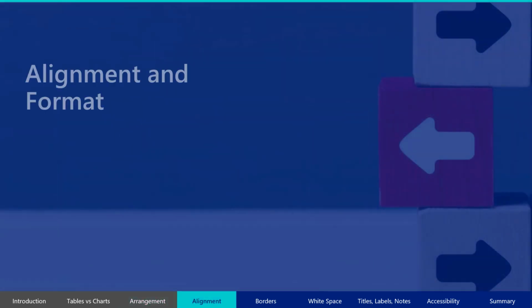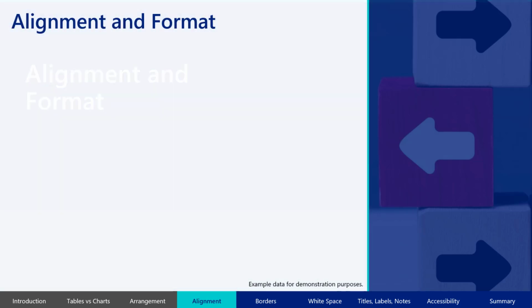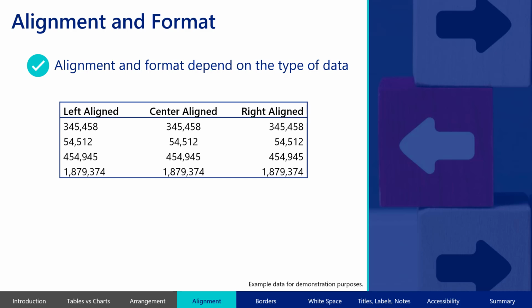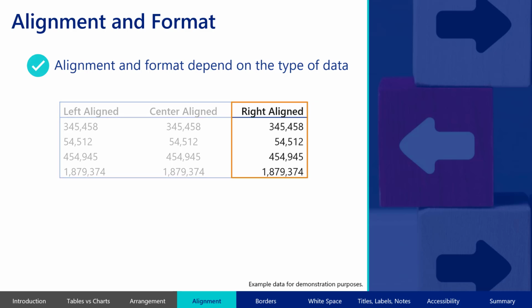The alignment and format of the data within your tables is also an important aspect of making it easier for your audience to read and understand the information. The proper alignment and format of the data within your columns depends on the type of data contained in those columns. For example, numbers should be aligned to the right so differences are more easily detected.